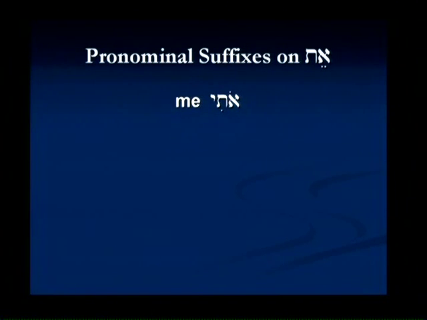Let's go to et. When we have et as a direct object marker, you have it pronounced oth, and then you add the pronominal suffix. It's othi. Otha. And actually, excuse me, that's pronounced wrongly. I got ahead of myself. That's feminine singular. It's othaka.